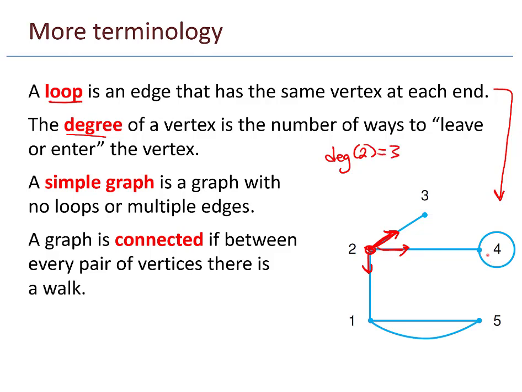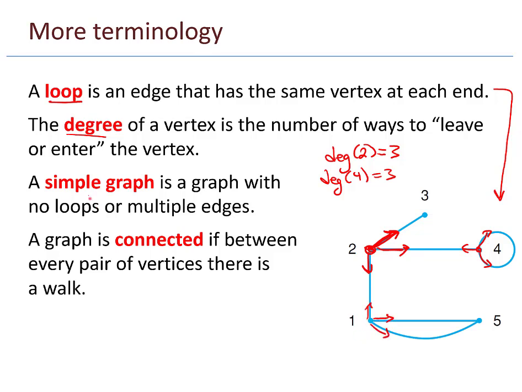Now look at vertex 4. Again, if you were an ant at the point of vertex 4, you could leave in 1, 2, or 3 directions. So the degree of vertex 4 equals 3. So the degree isn't exactly the number of edges that connect to it. And the degree of 1, that's also 3.